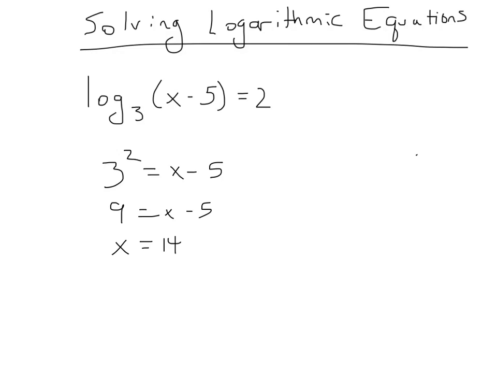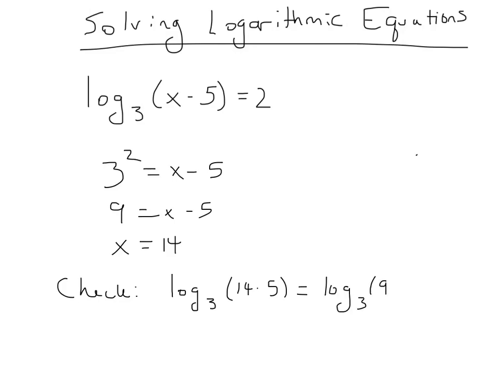Now, for these, it's going to be pretty important that we actually do go back and check our solutions, because there are some numbers we can't take the logarithm of. We can't take the logarithm of 0 or any negative number. But in this case, we check, and we plug in 14 for x. We get log base 3 of 14 minus 5. Well, that's going to be equal to log base 3 of 9, which is 2, which is exactly what we found it should be, so we're in good shape. So let's take a look at another equation.